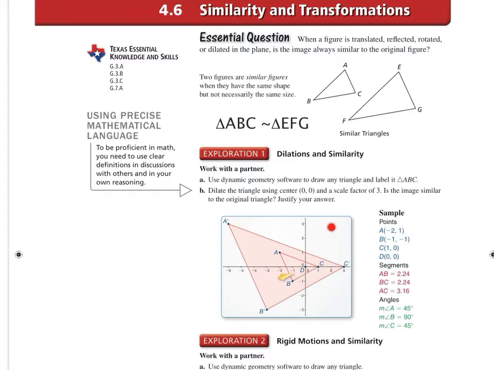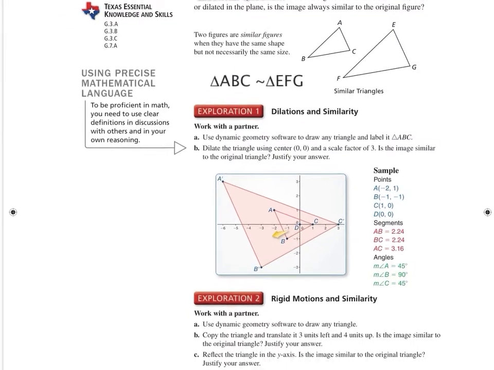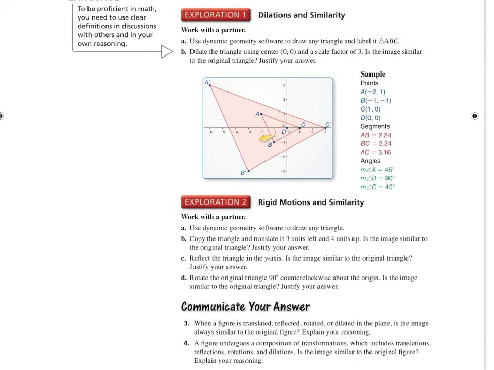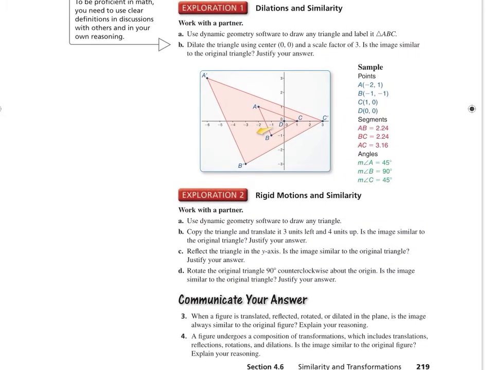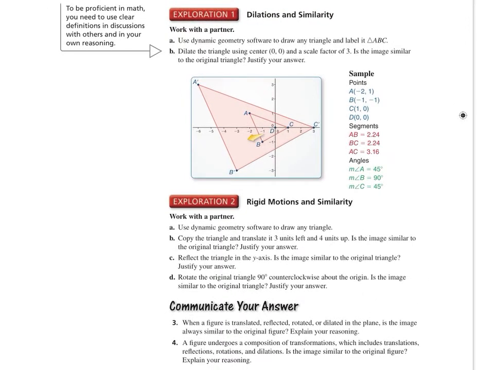Alright, so the explorations allow you opportunities to use your geometric software on your calculators. So once again, getting more and more familiar with your software on your calculators to explore ideas presented in the textbook would be a really great idea for you to start using that more often and learning more and more about your calculator and how it can help you discover ideas in geometry. So you have a dilations and similarity exploration, and then you have rigid motions and similarity. Remember, rigid motions means to maintain length and angle measures.